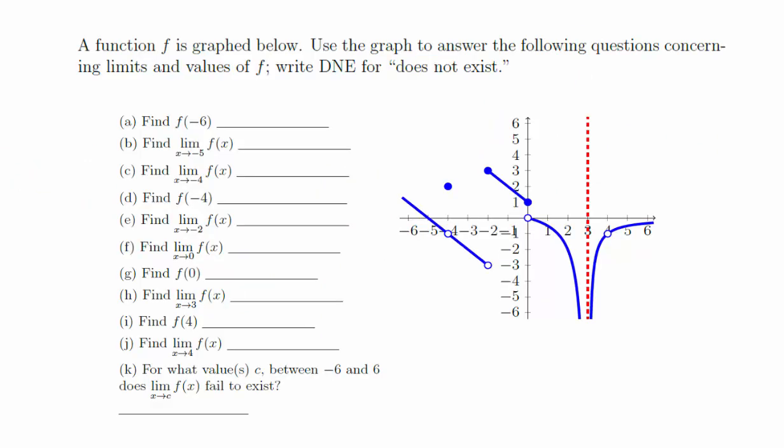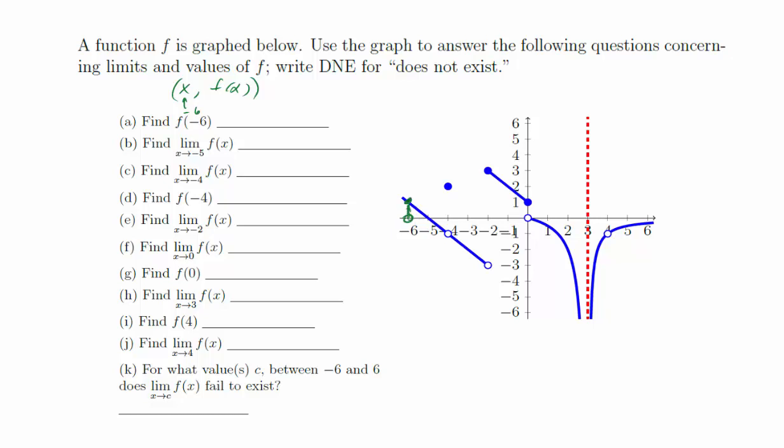Now let us try an example. A function f is graphed below in blue. Use a graph to answer the following questions concerning limits and values of f. Write D&E for does not exist if the limit does not exist. First we have what is f of -6. So remember, in our notation x, f of x, the x value is -6. So we go here to -6 and we say, what is the value of our function?